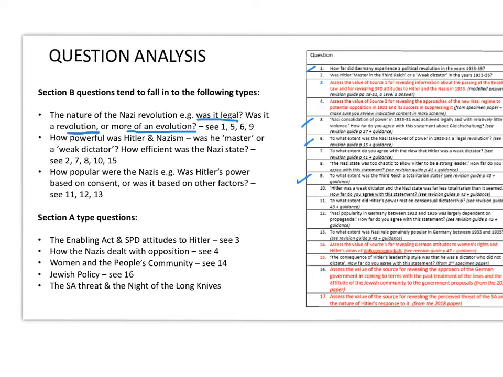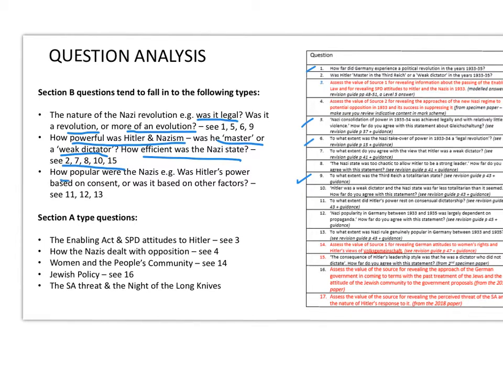Then another type of question is about the power of the Third Reich. Was Hitler all powerful, or was he actually a weak dictator? You can see these in questions 2, 7, 8, 10 and 15. Or, related to that, questions about efficiency. The Nazi state appeared to be very, very efficient, but in many ways that was a propaganda image that was created, and actually there's a lot of evidence to show that it was a very, very inefficient system. They're quite common questions.